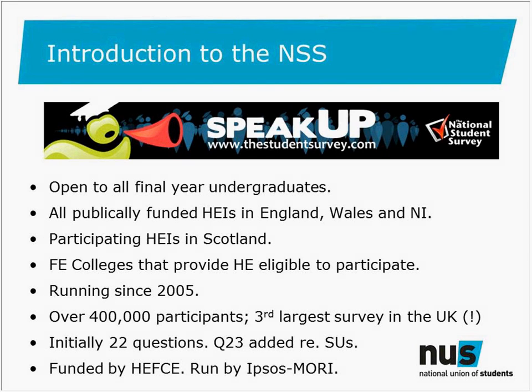It was initially 22 questions in the core survey and moved up to 23 questions when a question was added about students' unions in 2012. And it's funded by the Higher Education Funding Council for England on behalf of all the funding councils and run by the very famous polling company Ipsos Mori.